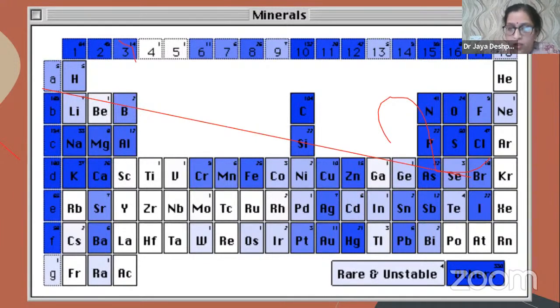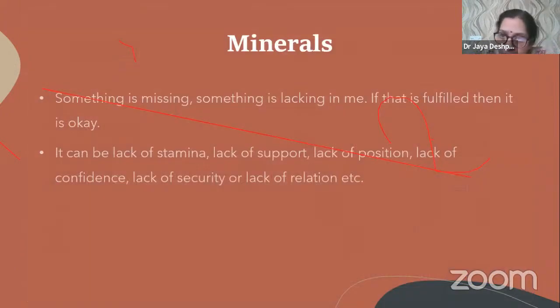All the elements that have been discovered. Now in the mineral kingdom, the very basic theme, or the main point, is as if something is missing, something is lacking in me. If that is fulfilled, then I am okay. It could be lack of stamina, like people say, I just cannot do it, I cannot run around so much. So this language talks about something lacking in yourself. It could be lack of stamina, lack of support, lack of position, lack of confidence, lack of security, or lack of relation.